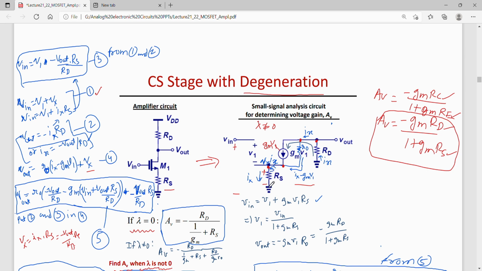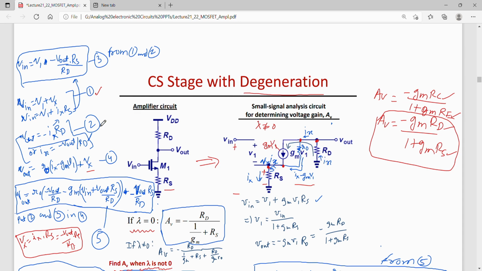Now the current through Rs would be Ix, the same current which is here, so that flows into Rs. So Vx at this point can be found. One can write Vx as Ix times Rs. Now one can also write at the output node V out is equal to minus Ix times Rd.